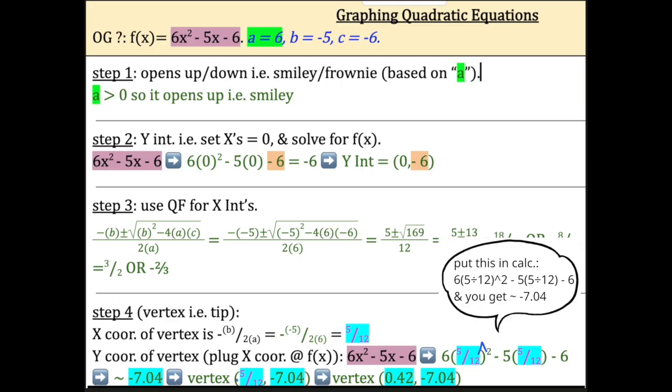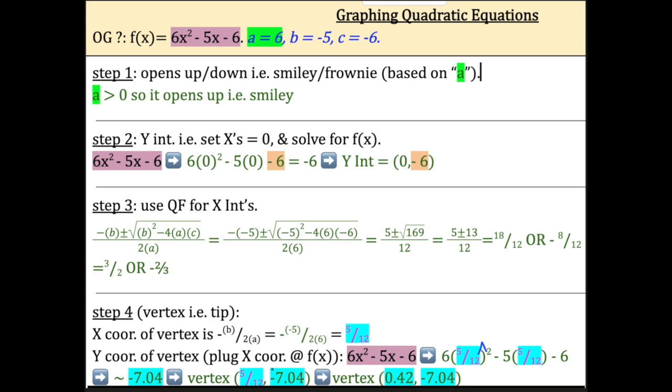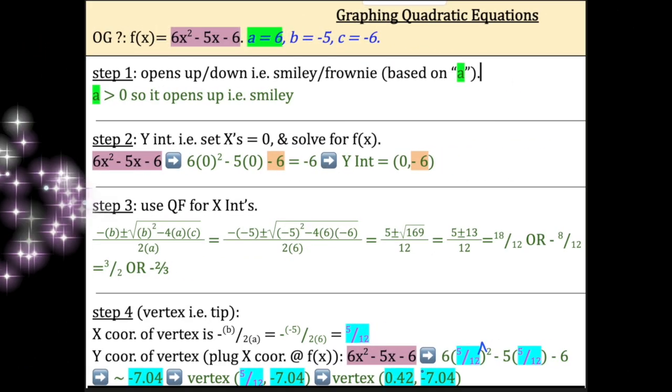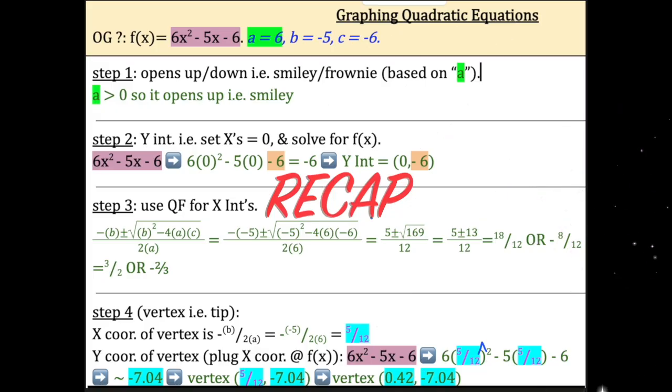And you end up getting -7.04 right here, and then your original 5 over 12 for the x-coordinate, and as a decimal, this is your vertex, aka your tip. Okay? So let's recap, folks. With these 4 clues, we're going to graph the quadratic function. Okay, we're going to graph the quadratic function.